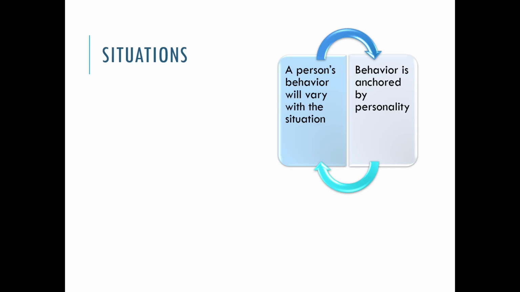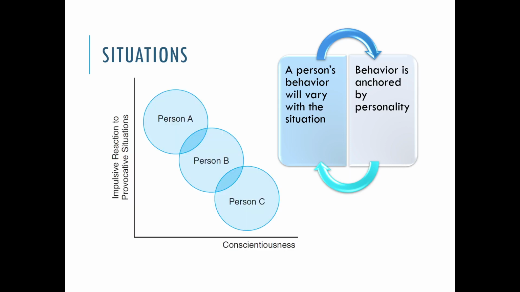So if we think about this little circular thing, a person's behavior will vary depending on the situation, but yet we still have at least certain components of our personality that are anchoring our behavior, right? But it's a circle. Even those anchors sometimes can be affected by the situation. Even the most coherent parts of our personality sometimes can be affected by the situation.